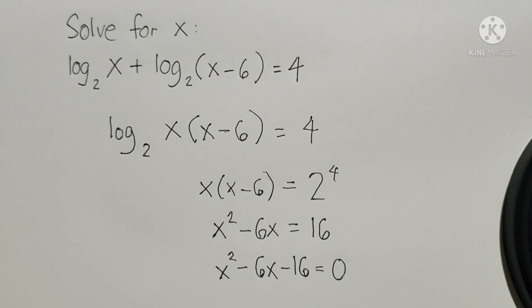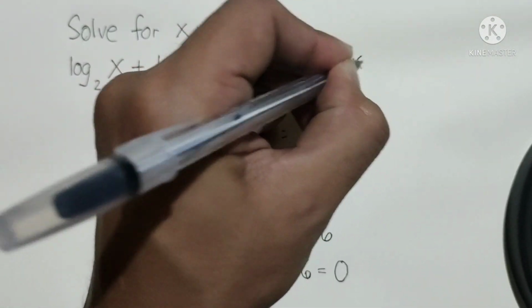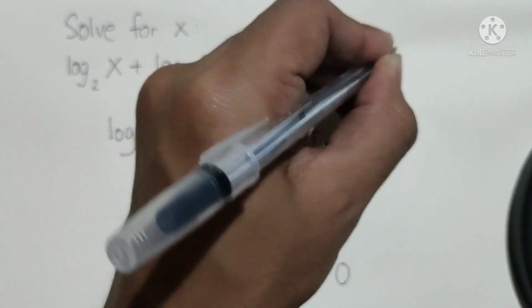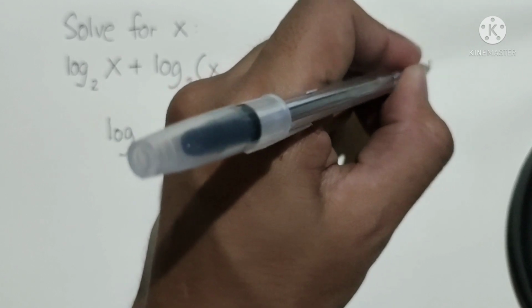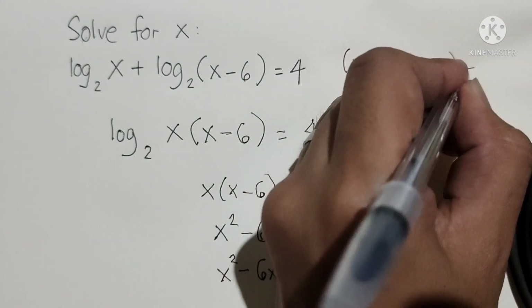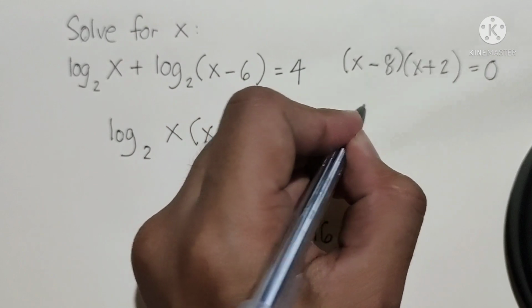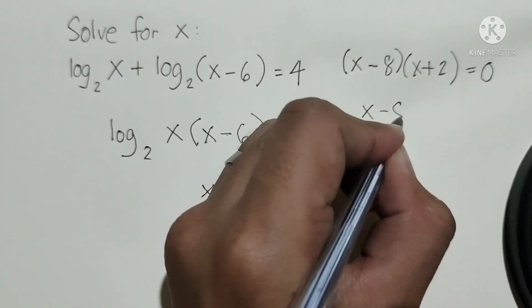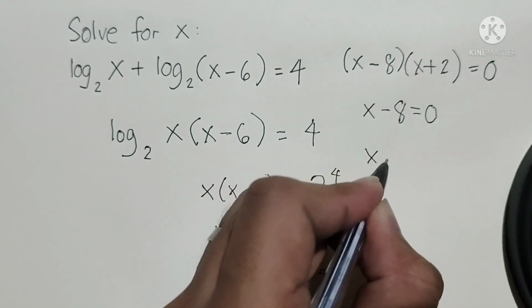The answer ay product siya ng x minus 8 tsaka ng x plus 2. So as you can see, so far we have two possible values of x. Yung magpapa-0 sa x minus 8, tsaka yung magpapa-0 sa x plus 2.